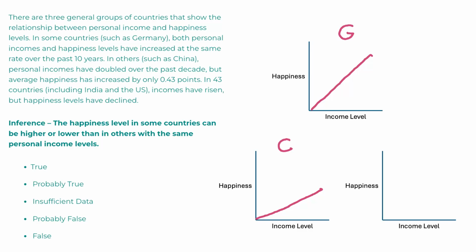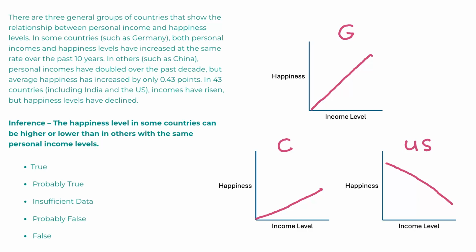Then, if we return to the text, it concludes by saying, in 43 countries, including India and the United States, incomes have risen, but happiness levels have declined. So this is essentially the opposite trend, which we can depict like this. And we can write US to represent this. So again, opposite of Germany and China, where happiness and income level is increasing. In the US, for example, the income levels have increased, but happiness has been decreasing.